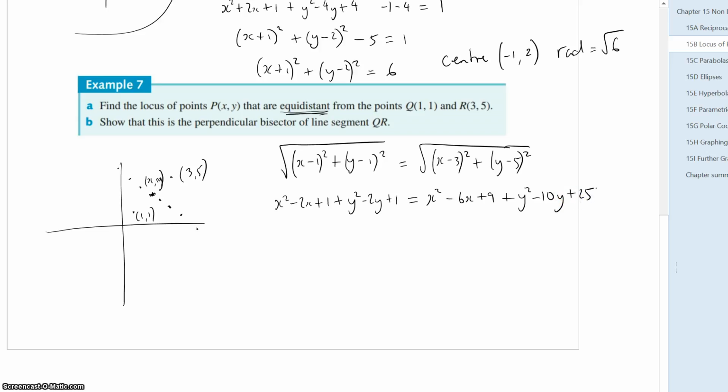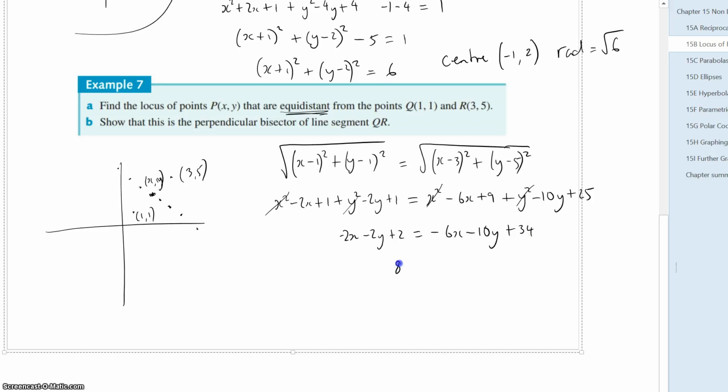Now I'm going to do some creative cancelling. x² on both sides can eliminate themselves, and y² on both sides can eliminate themselves. So now I can put everything together and hopefully it all works out nicely. Over this side I've got −2x − 2y + 2, and on this side I've got −6x − 10y + 34. Now I'm going to rearrange and find the answer, which will be nice, I hope.